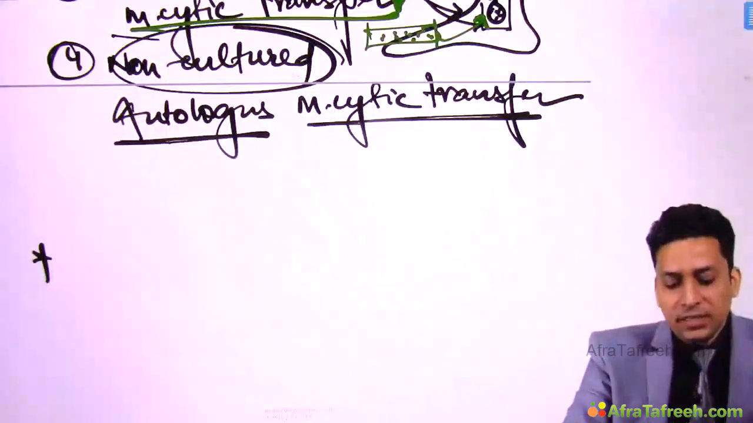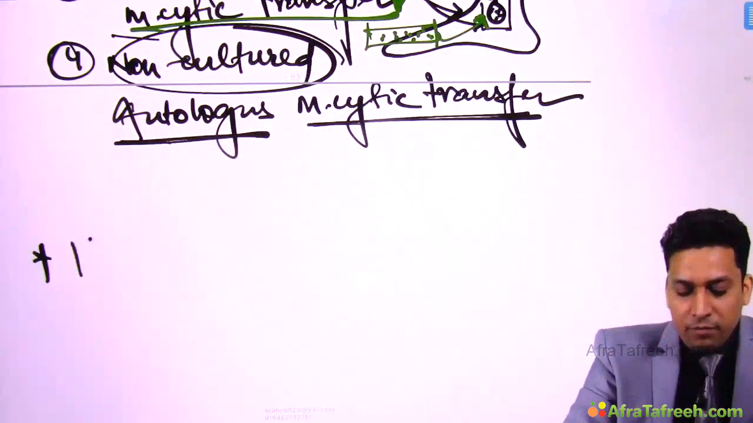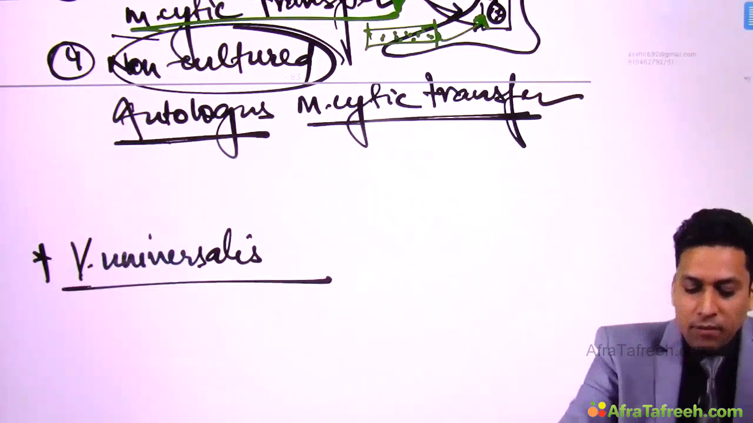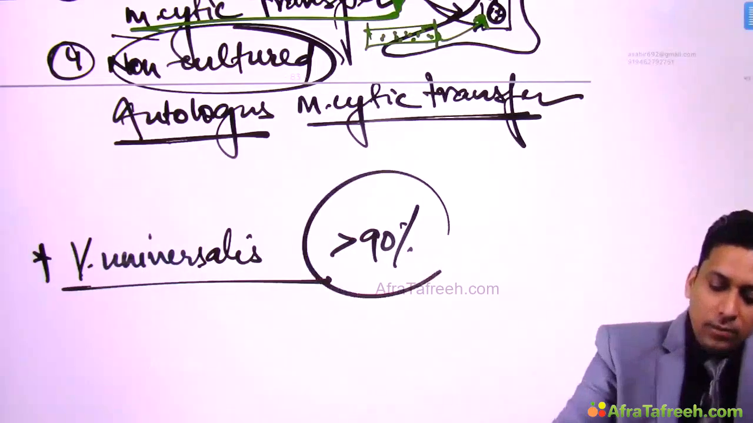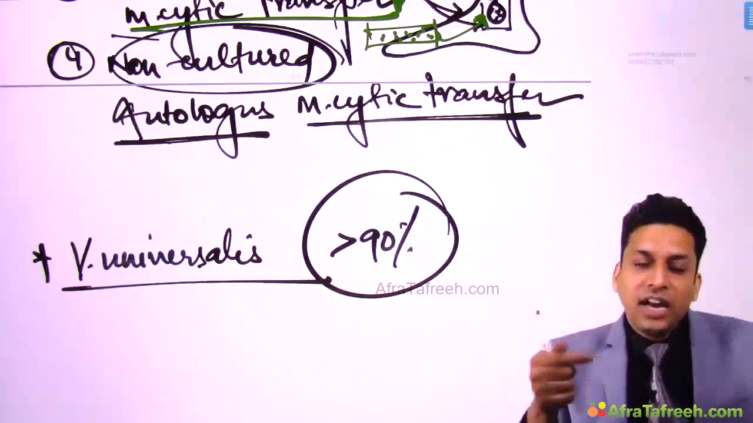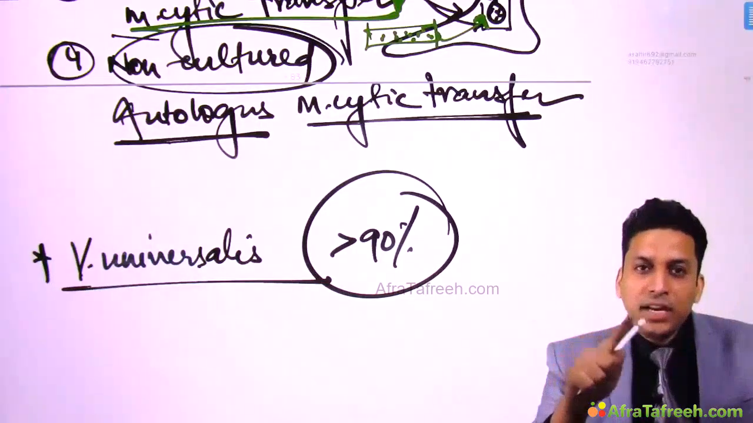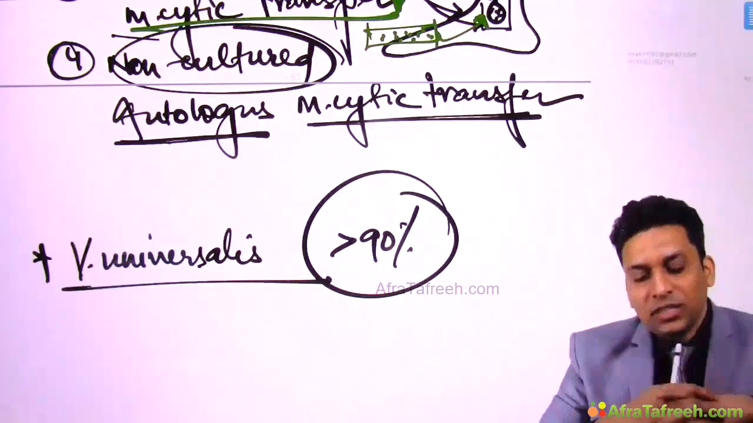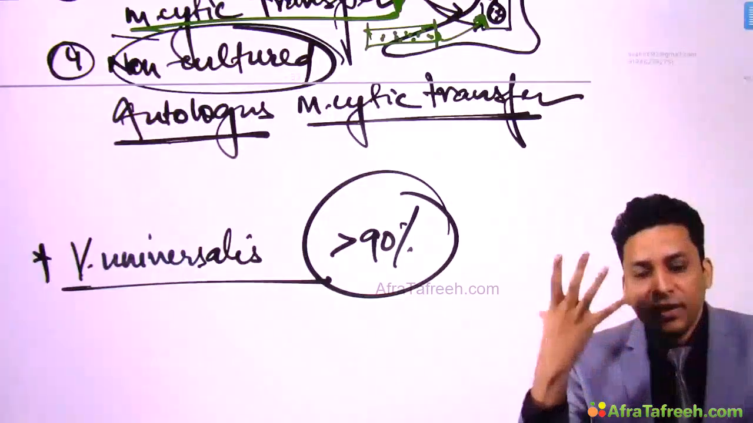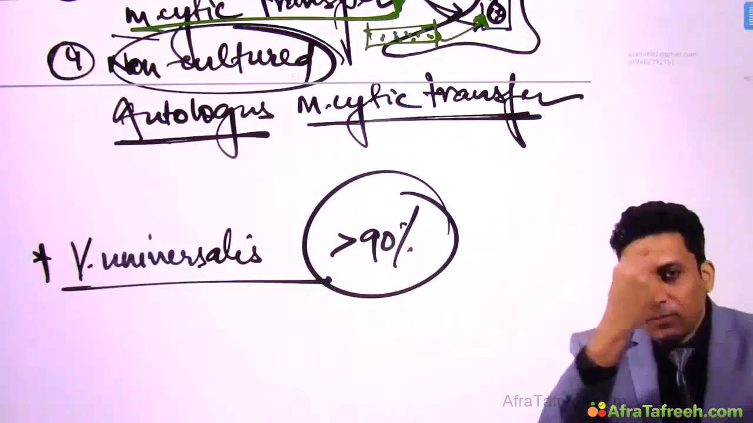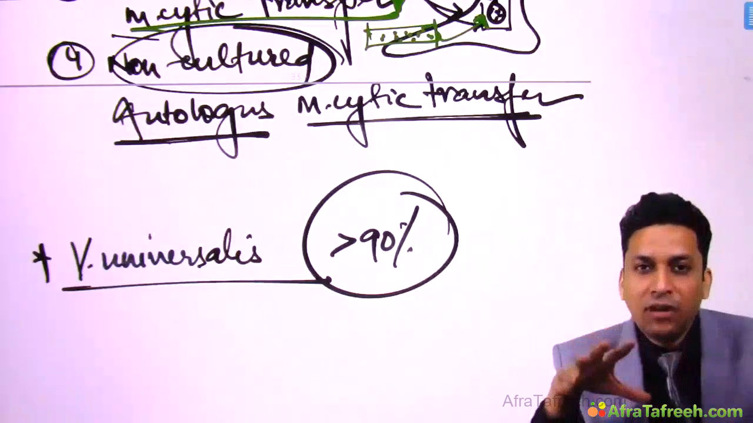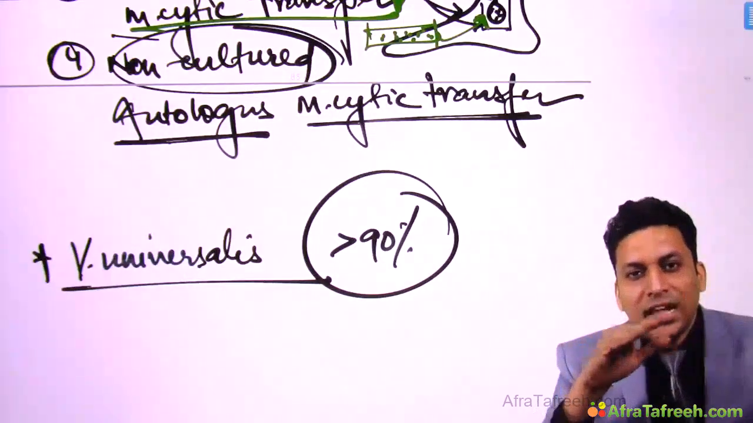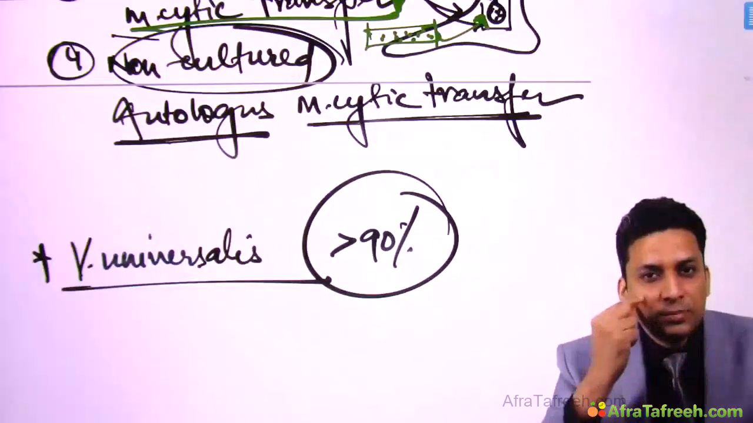Now the last point here is that in patients suffering from vitiligo universalis, where more than 90% of the skin is involved, the concern of the patient is not the 90% of the skin. The concern of the patient is the remaining 10% of normal skin. Almost 90% of the skin is white, and only small patches of normal skin are left behind. So here the patient does not come for the white skin, the patient comes for these patches of normal skin. He wants uniform skin color, and these patches should also go.